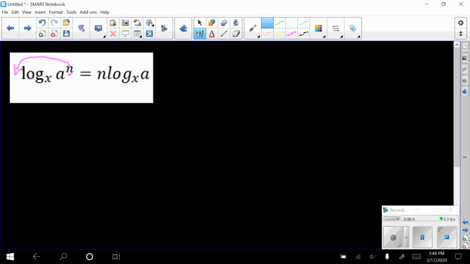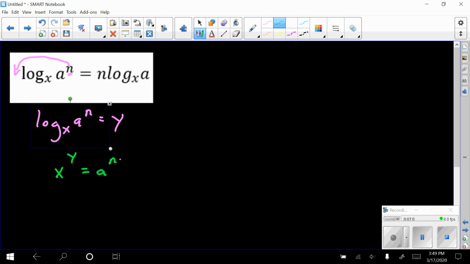In order to prove this, we're going to start with the left, and we're going to try and manipulate it so it becomes the right. So we're going to say log base x of a to the n is going to equal some value, call it y. From here, we're going to pull out our favorite scenario where instead of dealing with logs, we're actually going to deal with exponentials. So we're going to convert this to exponential form. My base is x, my exponent is y, and that should equal a to the n.